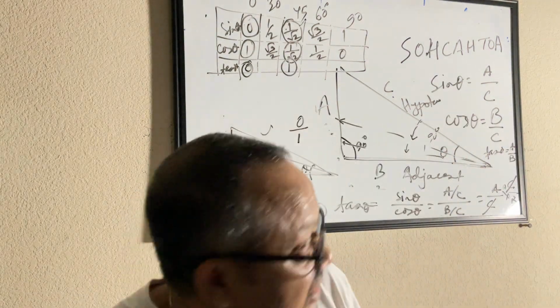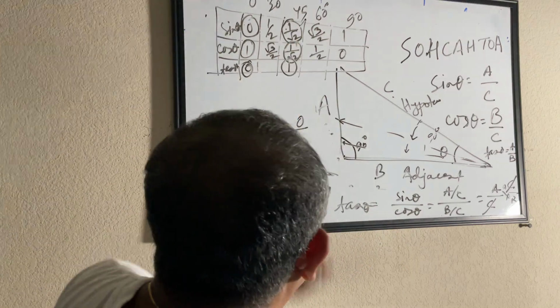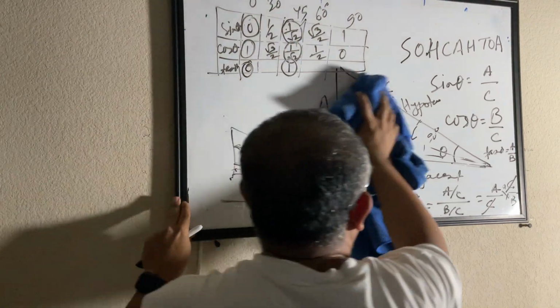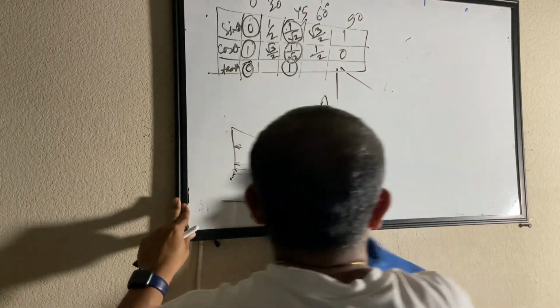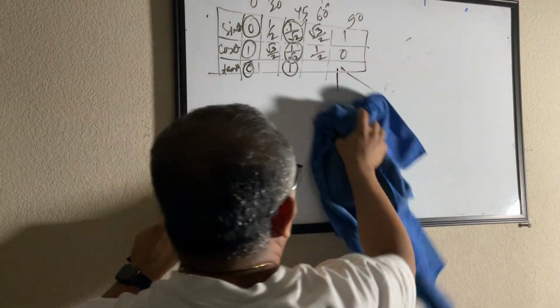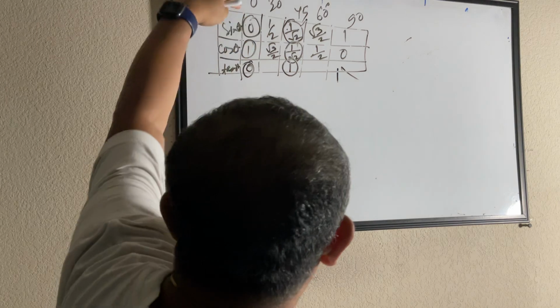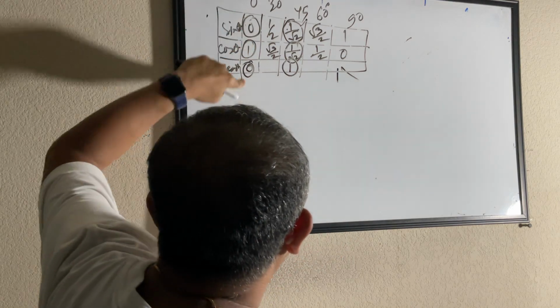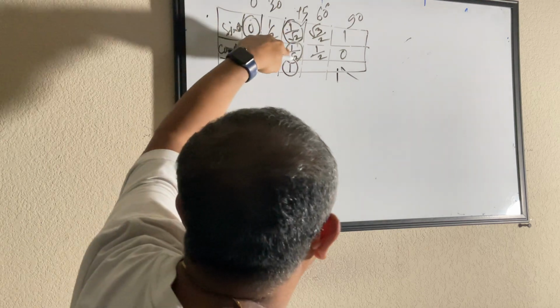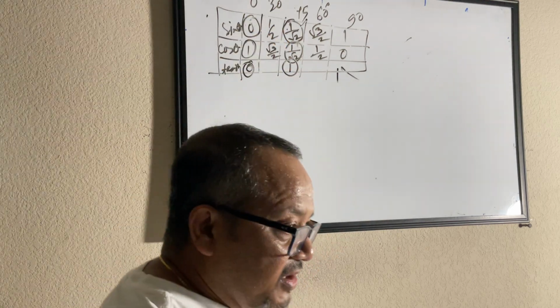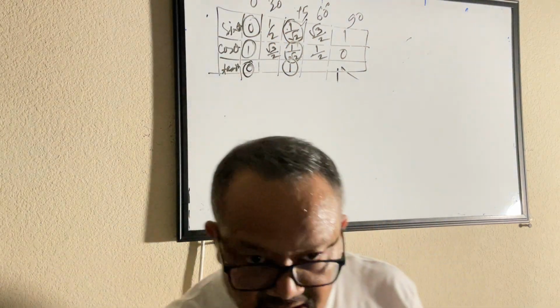Okay. So we filled half of this table, and we have verified whatever we know. With that information, we are able to get that sine 0 is 0, cos 0 is 1, tan 0 is 0, sine 45 is 1 by root 2, cos 45 is 1 by root 2, and tan 45 is 1, which is sine by cos.